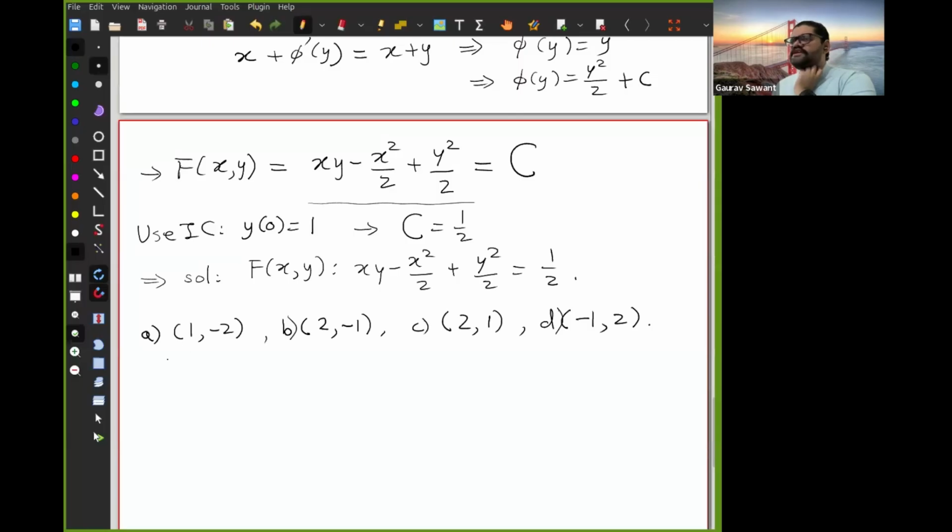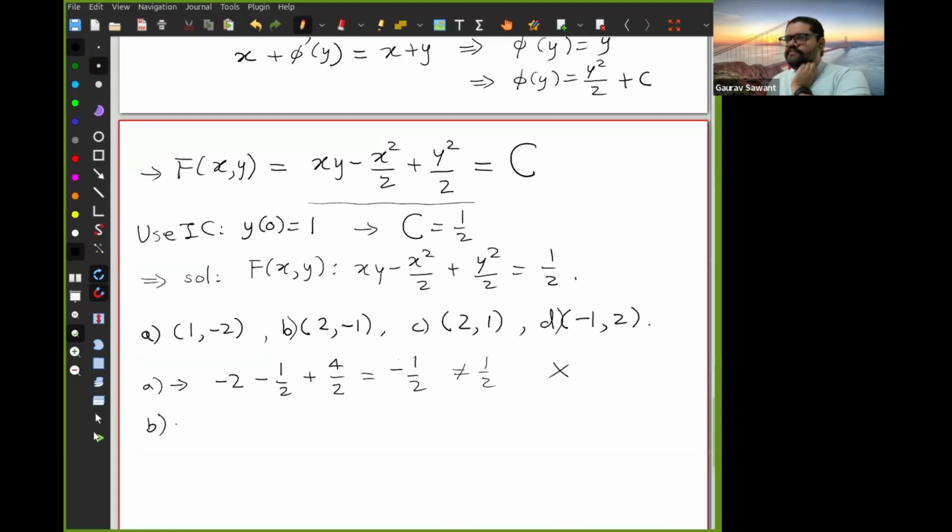Okay, so let's check. What happens in the case of option A is that 1 times minus 2 minus half plus 2. So let's write it. A will be minus 2 minus 1 by 2 plus 4 by 2. So this is equal to minus half. That is definitely not equal to half. So option A is not right.